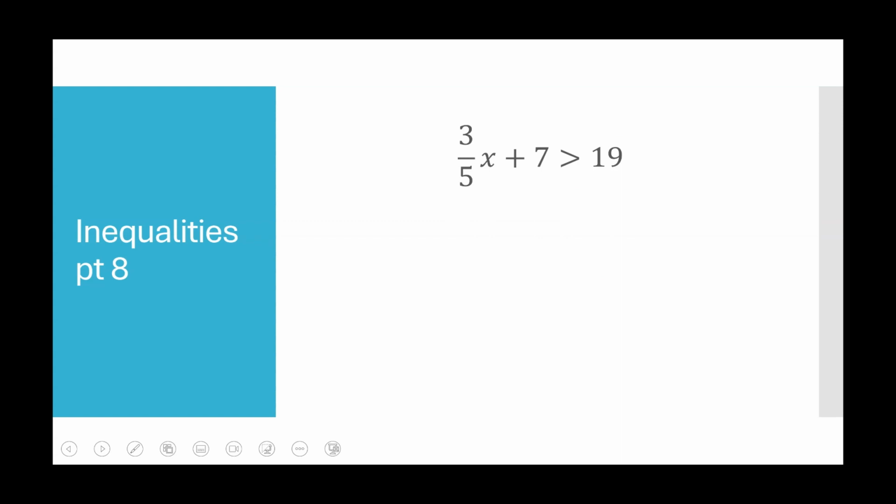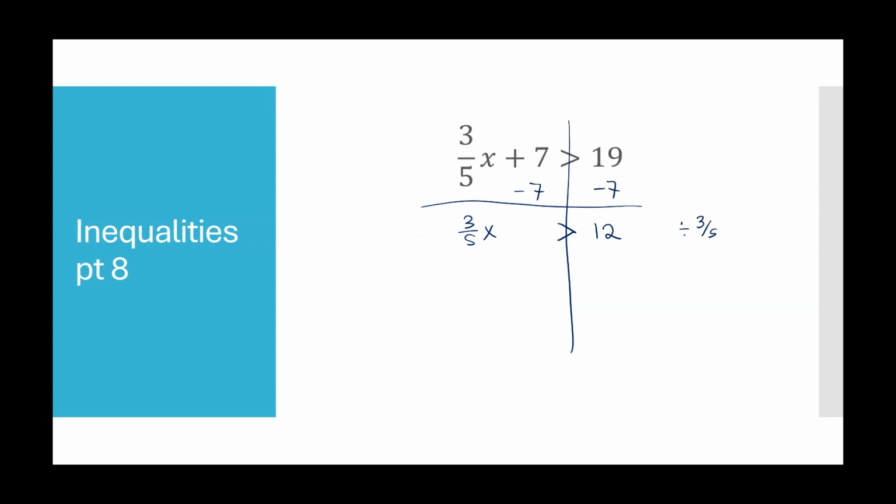All right. Ooh, look at this mess. All right. I want to get rid of this plus 7. I'm going to minus 7 on both sides. Do I need to flip the inequality? No. I just subtracted. It doesn't matter that it's negative because I was not multiplying or dividing by it. I was just subtracting. Now from here, you could divide by 3/5 on both sides.